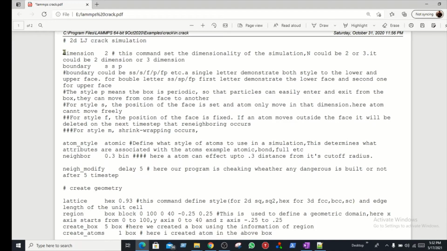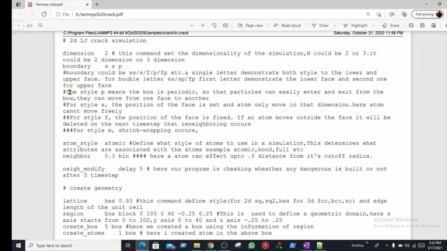Here I have an example file named in.crack, and you can see that at first we have declared dimension is 2. That's because we are using a 2D structure. If we want to use a 3D structure, then we will use the number 3. And you can see boundary is s s p. That means in the x axis we are using s, in the y axis s, and the z axis is p. And what do s and p mean?